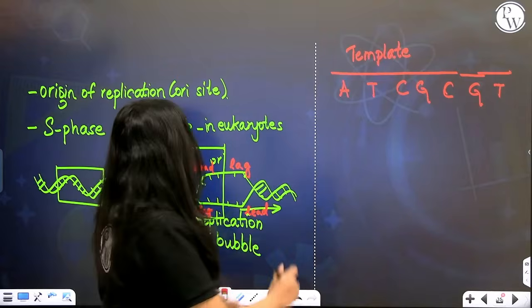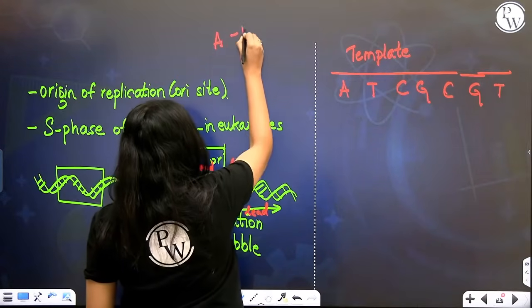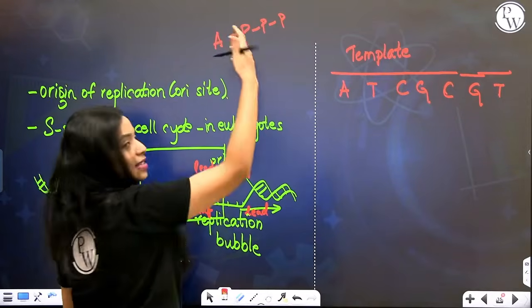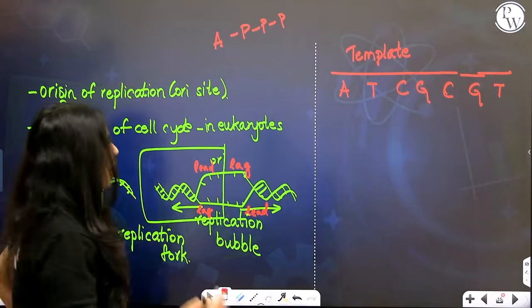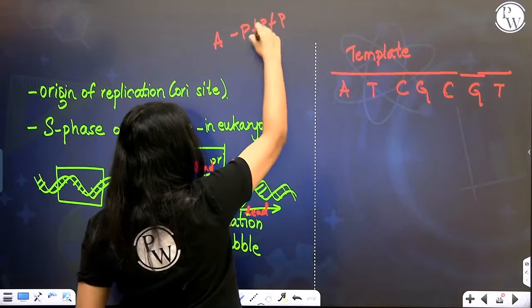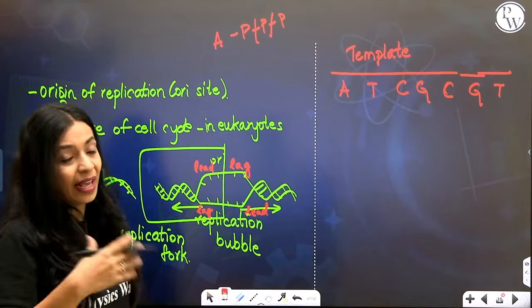You know how ATP provides energy, right? ATP is adenosine triphosphate. What is it? It is nothing but a nucleotide. Where is the energy present in ATP molecule? It's present in these two bonds. They are high energy bonds. Whenever those bonds are broken, energy is released.